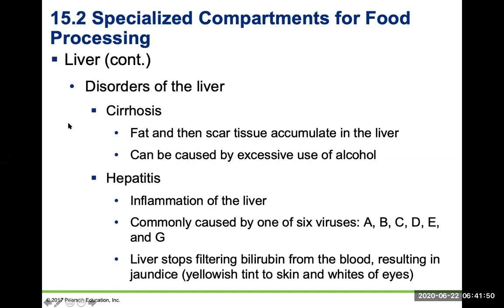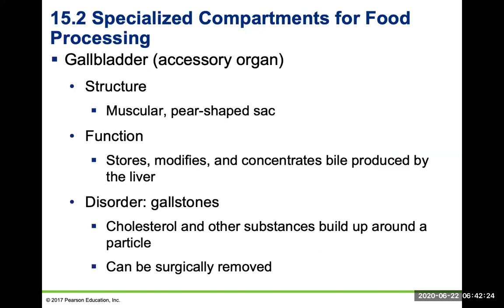Some disorders of the liver. Cirrhosis is when fat and scar tissue accumulate in the liver. It's usually caused by excessive use of alcohol. So cirrhosis is just a scarring or breakdown or damaging to the liver. Hepatitis, whenever you see the prefix hepa, that has to do with liver, and itis is inflammation. So this is inflammation of the liver, and it's caused by one of these 6 viruses. The liver will stop filtering bilirubin from the blood, resulting in jaundice, and that gives a yellowish tint to the skin and the whites of the eyes.